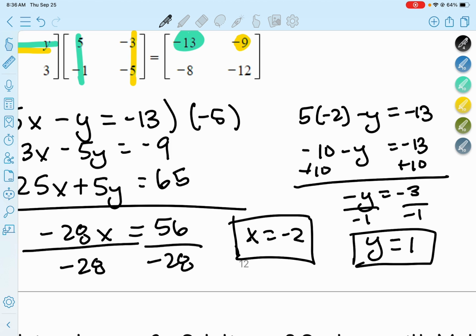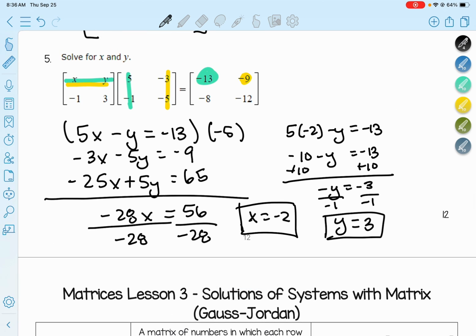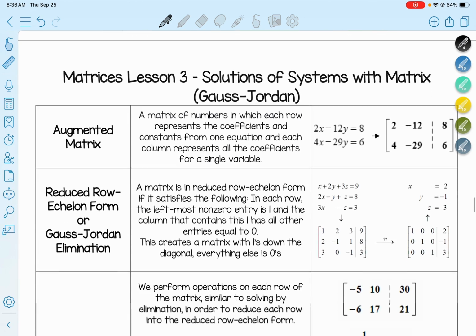So I have x equals negative 2, and y equals 3. Sorry. There we go. So you should have gotten x equals negative 2 and y equals 3. All right, let's go ahead and go to the next page.